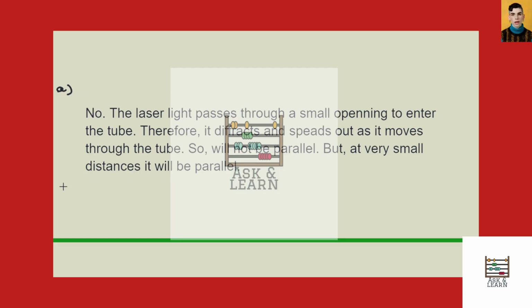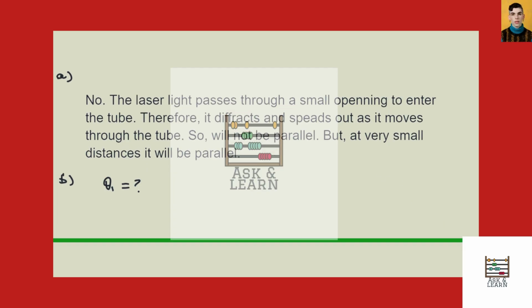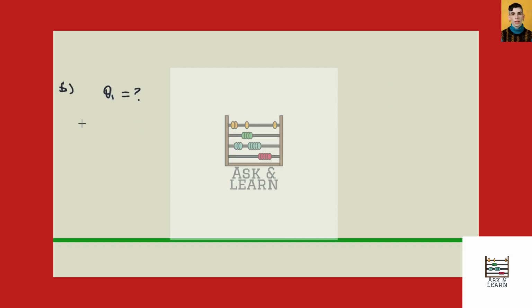In part B of this problem, we are going to calculate the divergence angle of the beam, that is theta 1. In order to calculate this angle, let's write the formula. Theta 1 equals 1.22 lambda divided by d, where this d is the diameter of the aperture.